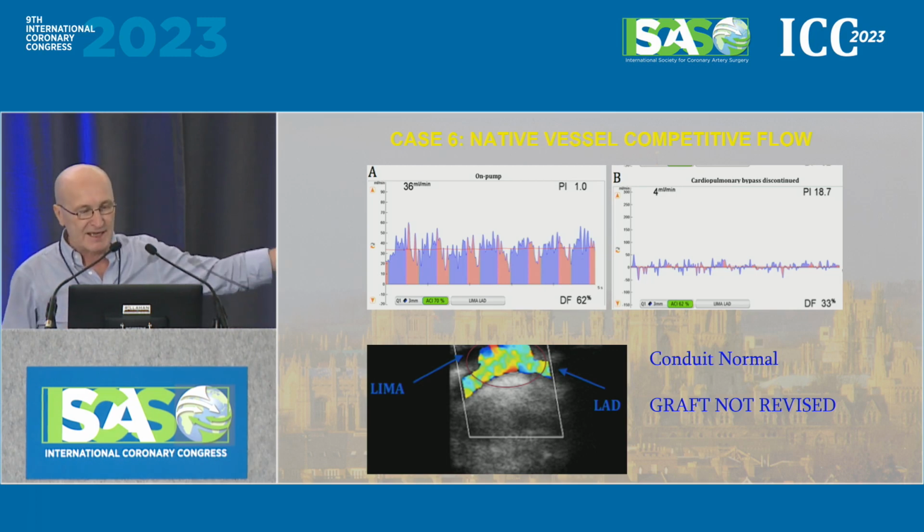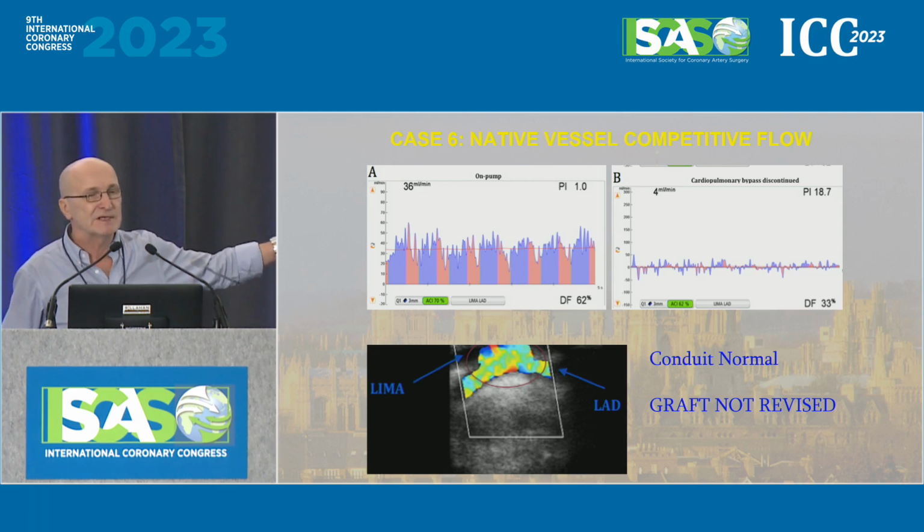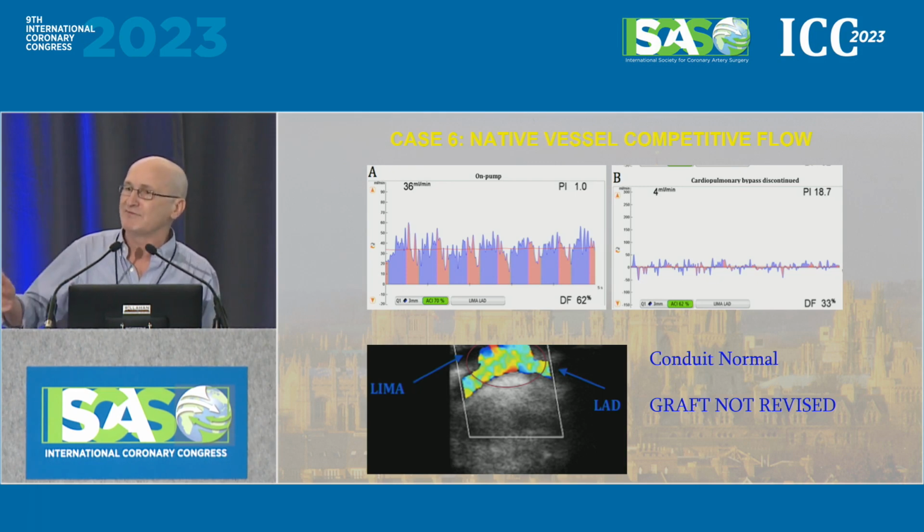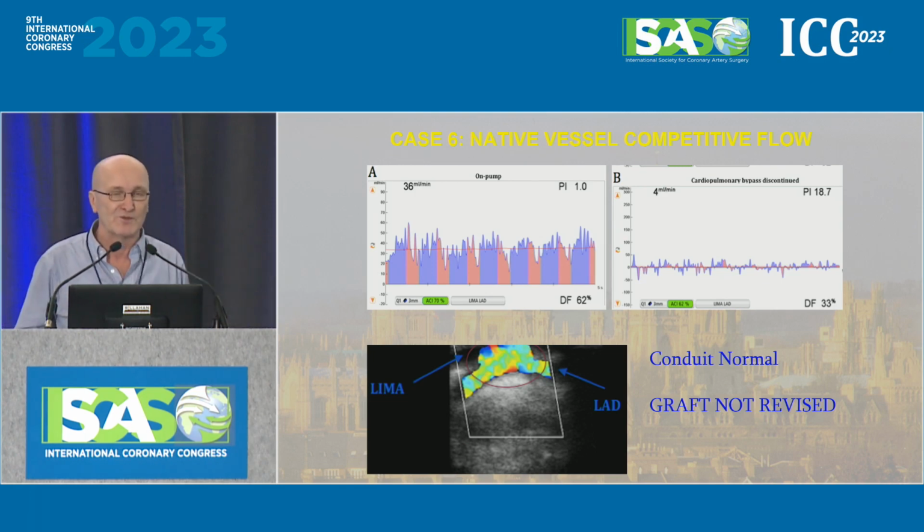Now, when you get a case like this, where we image both the anastomosis and the length of the graft, we did not revise this, but it's still very uncomfortable to have a patient going back to an intensive care unit with a flow of 4 mils per minute in the ITA graft.